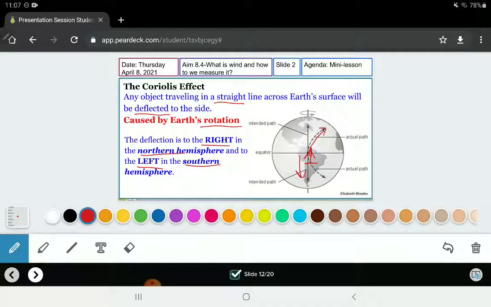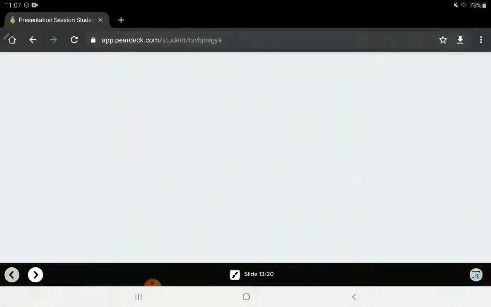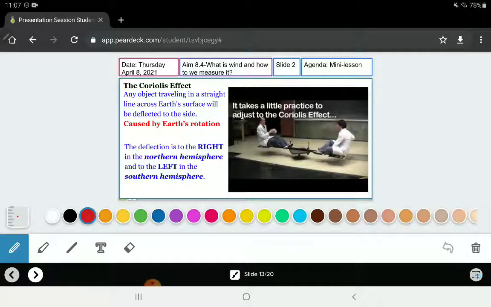Pretty cool stuff. It's a little hard to conceptualize, so don't worry about that. We will also be posting an Edpuzzle eventually for that. If you watch this video, I don't think it works on your devices, so I will post this for you guys on the classroom. These guys are going to throw a ball back and forth, and it actually demonstrates the Coriolis effect.